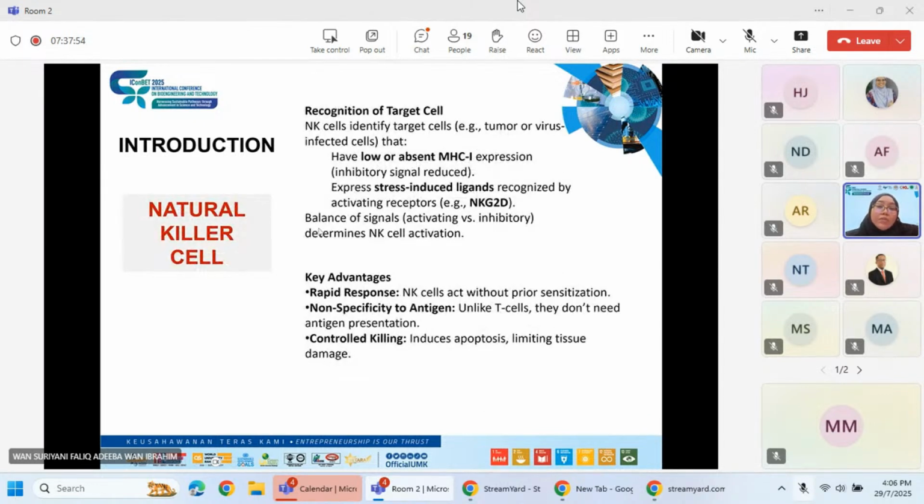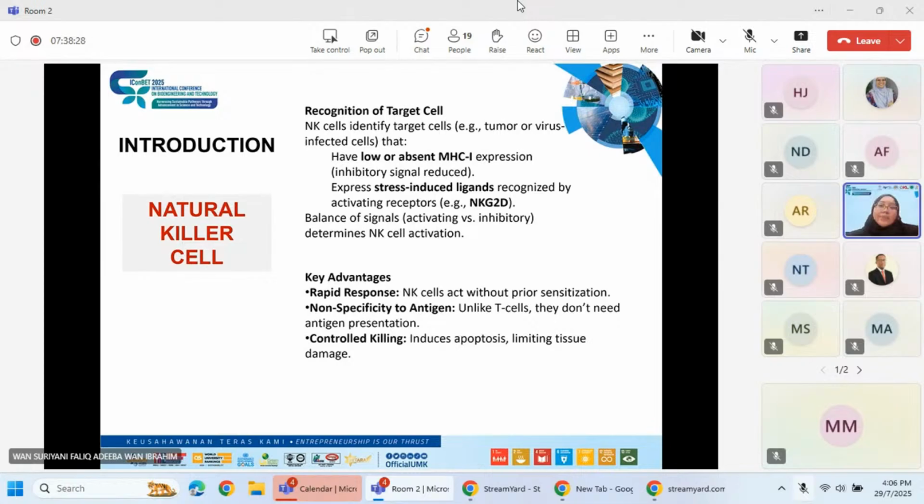So NK cells identify target cells, like tumor or virus-infected cells, that have low or absent MHC expression, or express induced ligands. The key advantage of why NK cells are important is the rapid response. It acts without prior sensitization, and it's not specific to antigens like T cells. They don't need any antigen presentation, and it is a controlled killing, apoptosis, which will limit tissue damage.